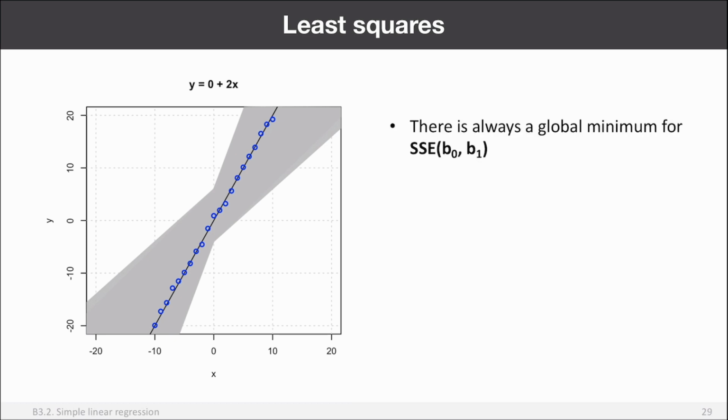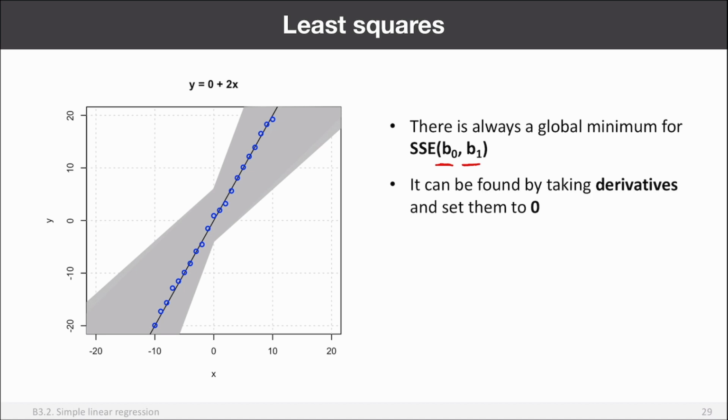And that's what makes us safe in this case. So it means that there is always one single solution. There is always B0 and B1 that gives you the smallest error. Okay. How to find them?